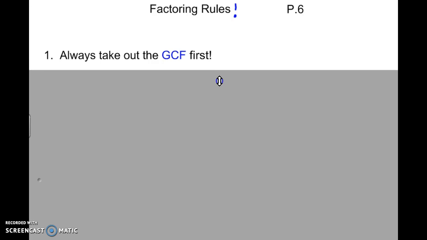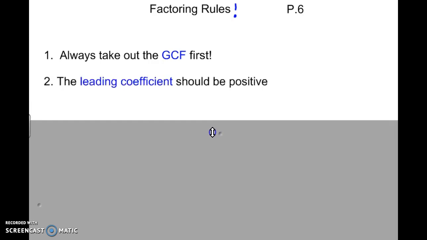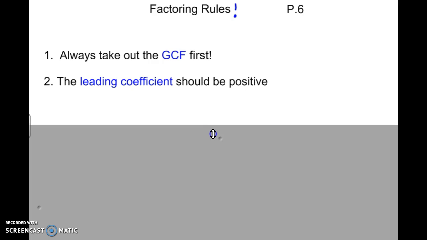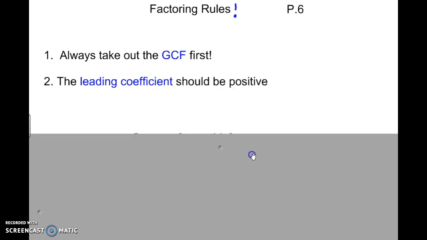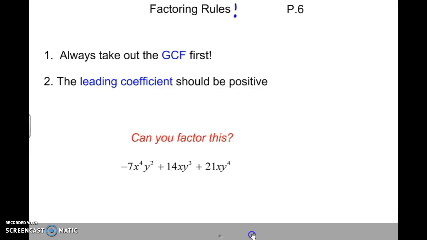Two things a lot of students forget to do: first step, take out the GCF. On a really tough problem, that's going to help a ton. And the leading coefficient should always be positive. That will just cause trouble if you don't do something like that.